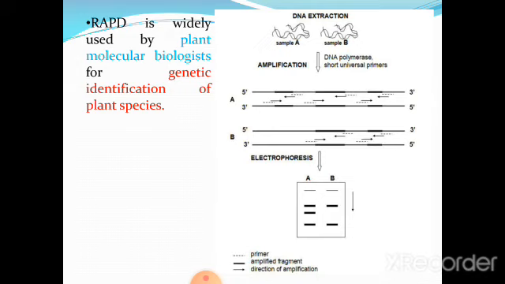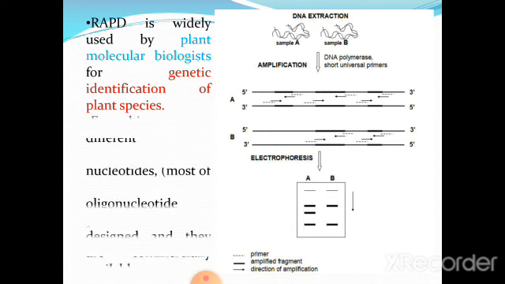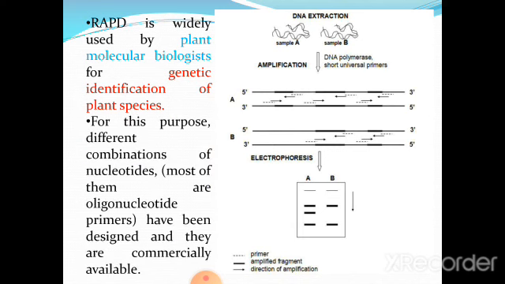It is widely used by molecular biologists for genetic identification of plant species. So this has a wide application in molecular plant taxonomy. For this purpose, combinations of nucleotides, most of them oligonucleotide primers as I have already told you, have been designed and are readily available commercially. Simply you can go buy the primers of your choice and do RAPD.